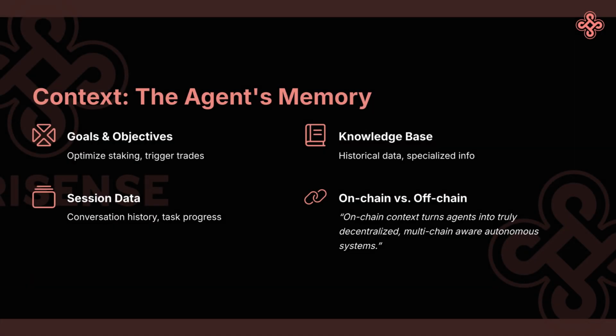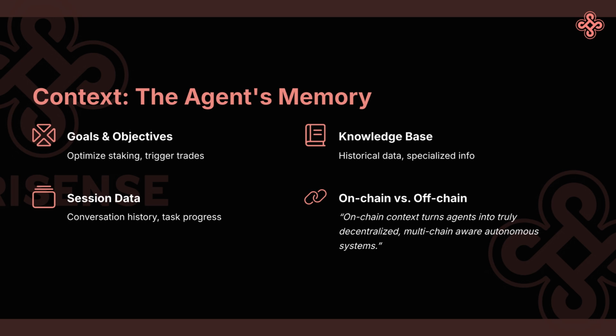Let us talk about the first key component of an AI agent on Verisense, which is called context. Context is the agent's memory and operational awareness. It gives the agent a stateful foundation, allowing it to go beyond simple, one-time transactions and handle more meaningful, multi-step tasks. This context includes several important parts.